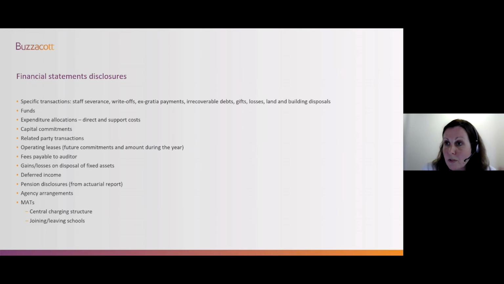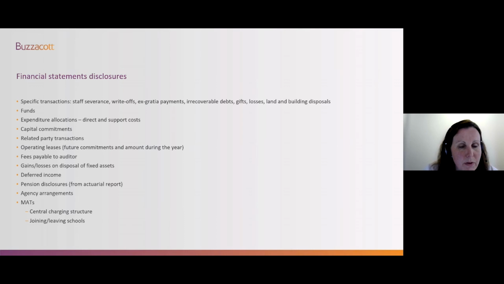Some requirement there around deferred income, so a narrative on the reasons why you're carrying forward some income within creditors. And then the pension disclosures tend to be five to six pages long, covering both the Teachers' Pension Scheme, which is a standard disclosure, and then the LGPS, which comes from the actuary's report, or reports if you have numerous reports.